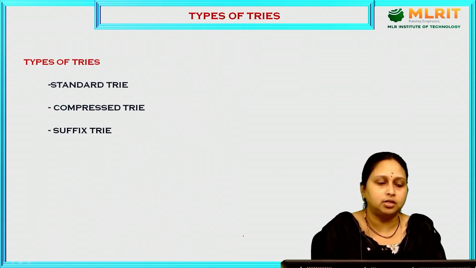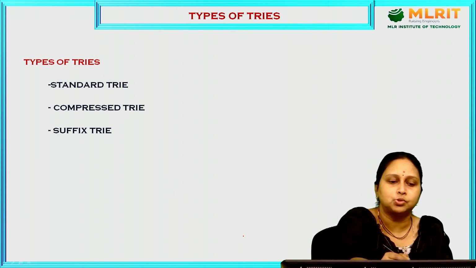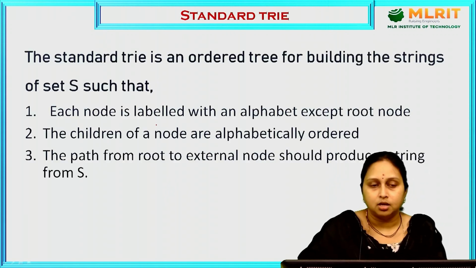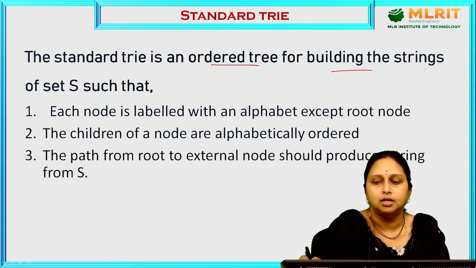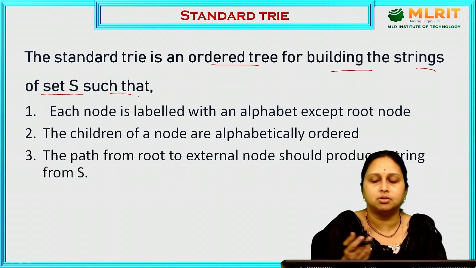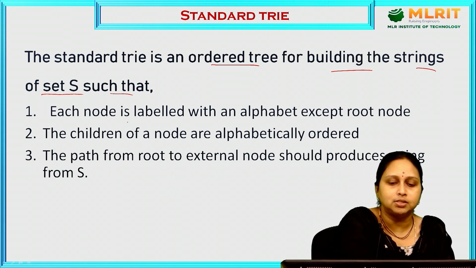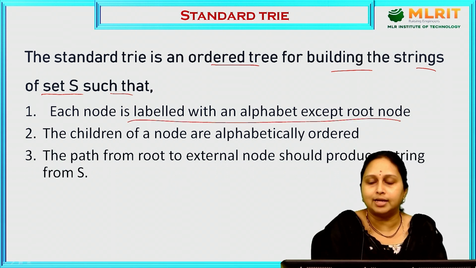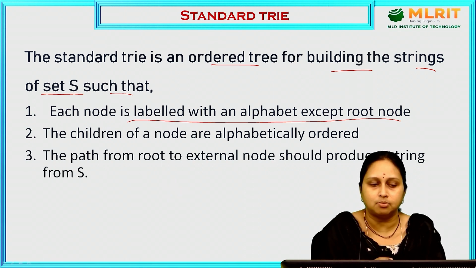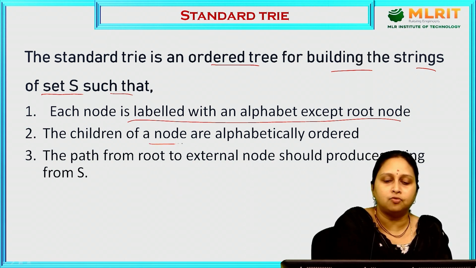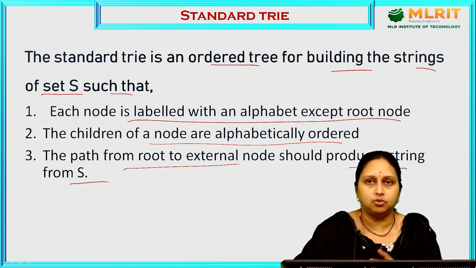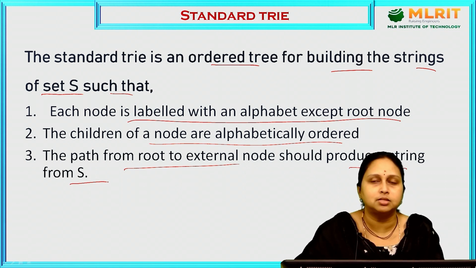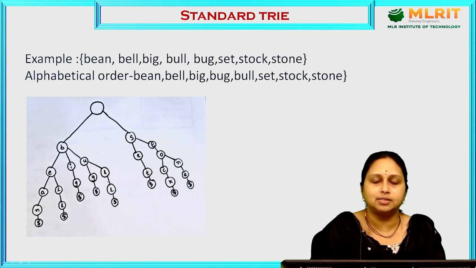Now, let us see what are the different types of tries we have. We have standard trie, compressed and suffix tries. First, we will be seeing about the standard trie. The standard trie is an ordered tree for storing the strings of set S. S is nothing but the strings, such that each node is labeled with an alphabet except the root node. What we have seen in the previous example, the same thing. The children of the node are alphabetically ordered, and the path from root to external node should produce a string from S, right? The same thing what we have seen in the previous steps is represented in the standard trie. Let us see the example we have here.